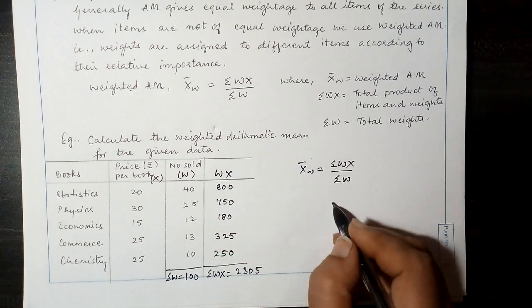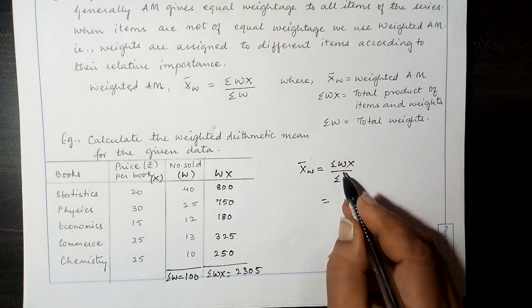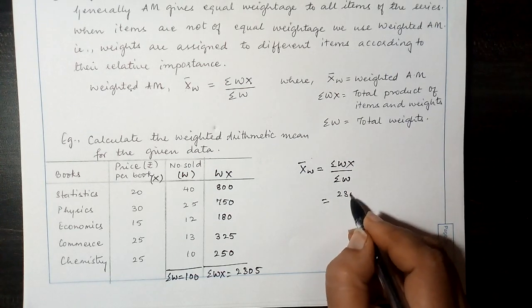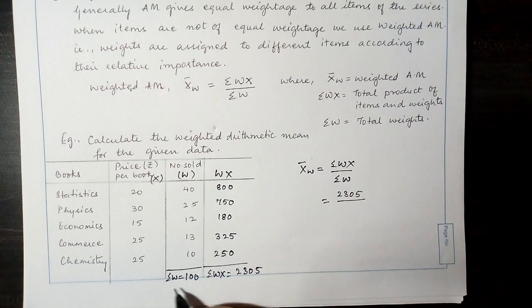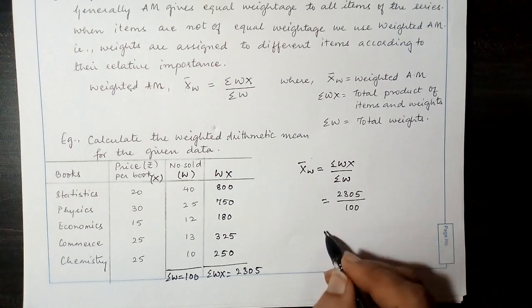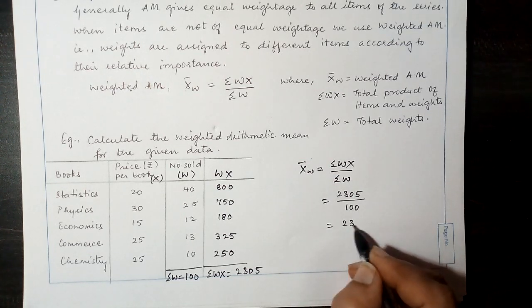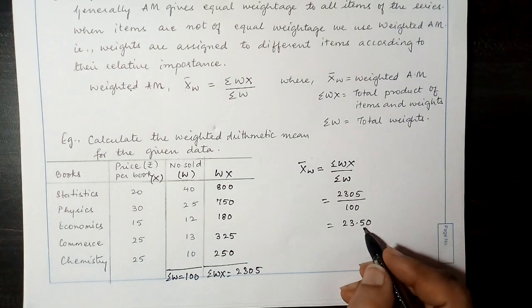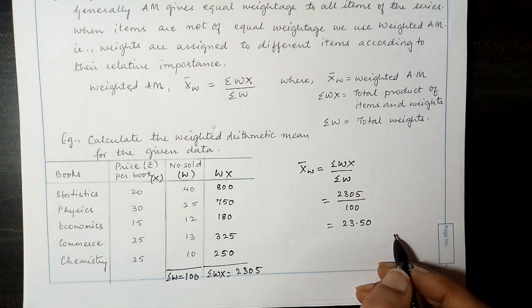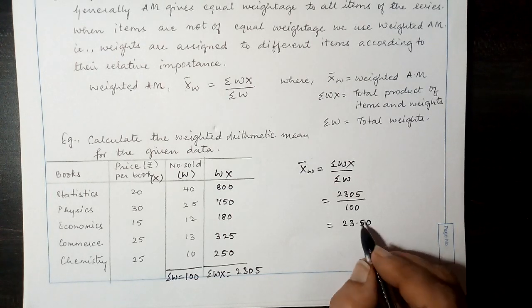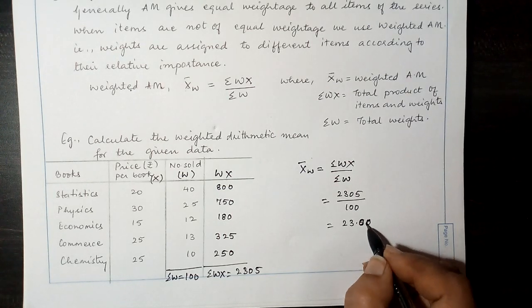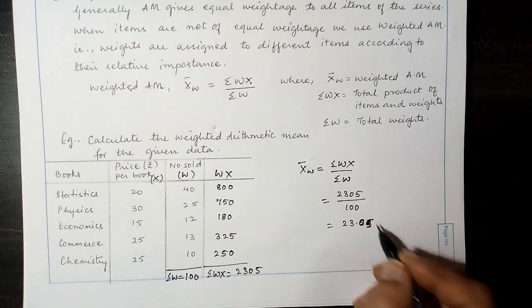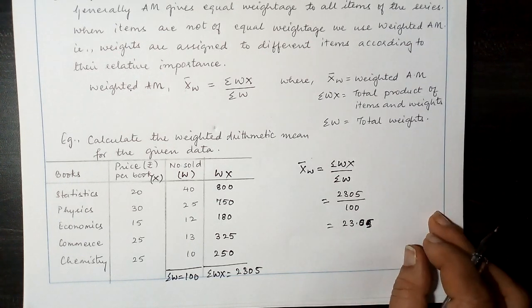Okay. So now we'll put these values over here. Sigma wx is 2305 divided by this 100. So it will be 23.05. Since the average cannot be 23.50, it will be 0.05, not 50. It will be 0.05. So you can divide and check.